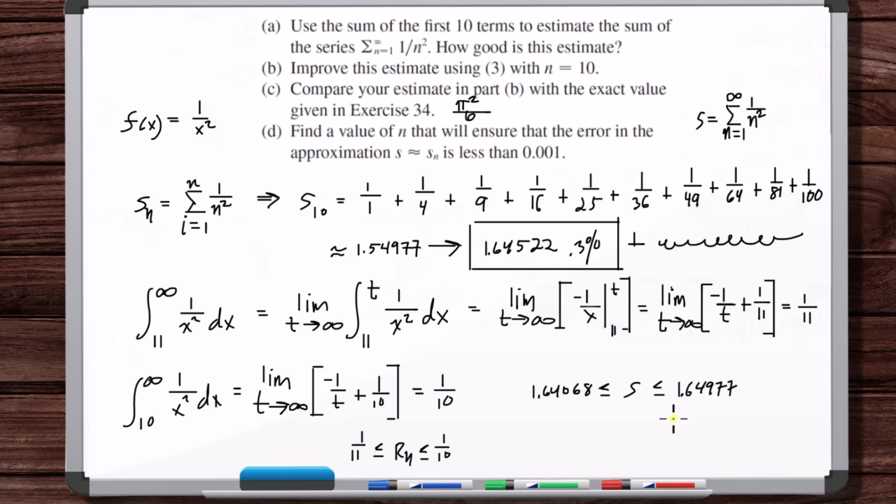It's random, right? We know the sum is somewhere in between this range. This was our estimate. And so where the actual sum ends up being, it might be above or below what our estimate was.